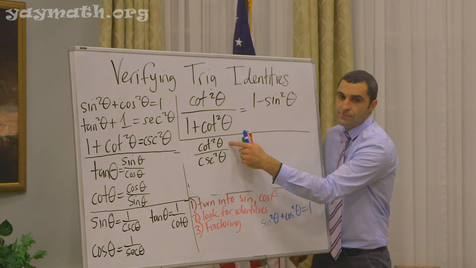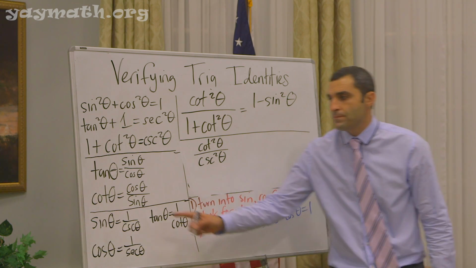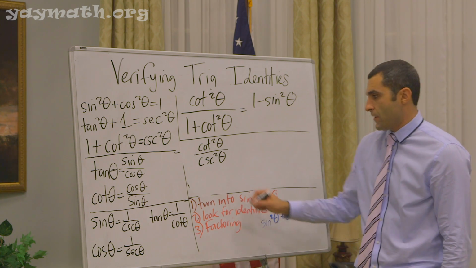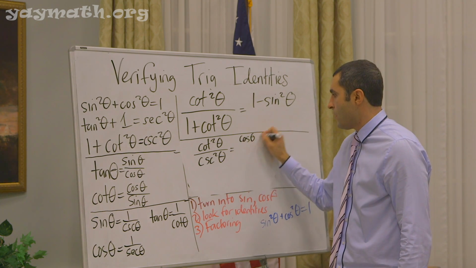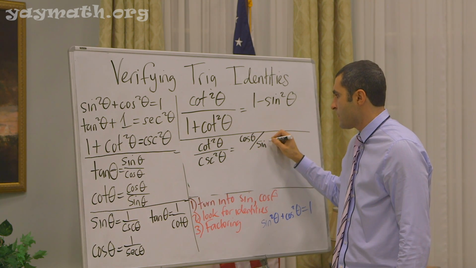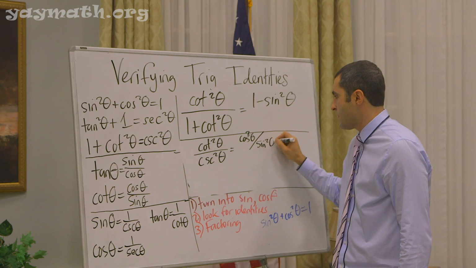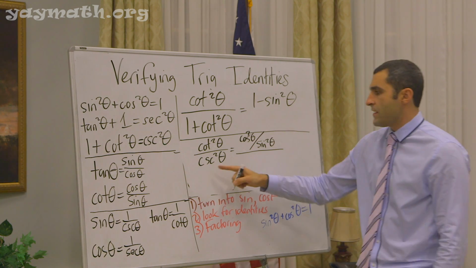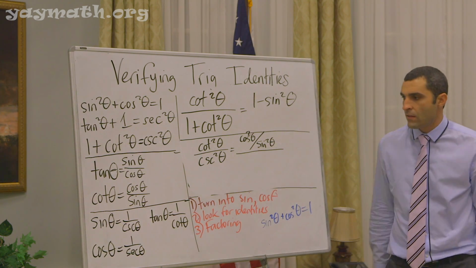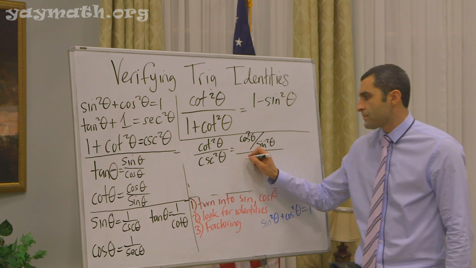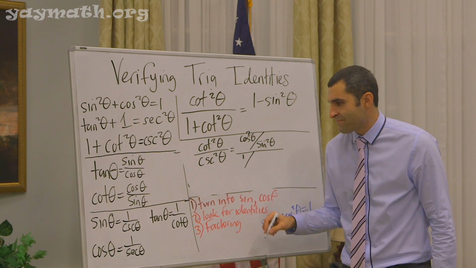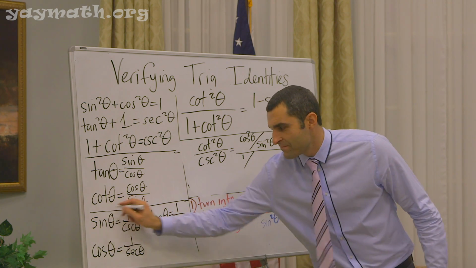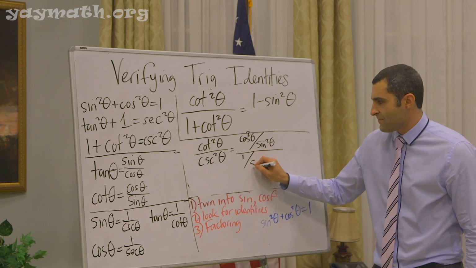And what is cotangent convert to? Cotangent is cosine over sine. So let's go: equals cosine over sine, these are squared, all over cosecant, which is 1 over sine.